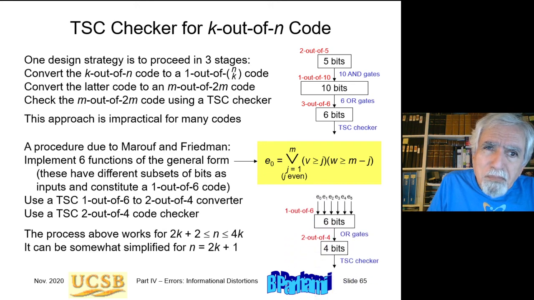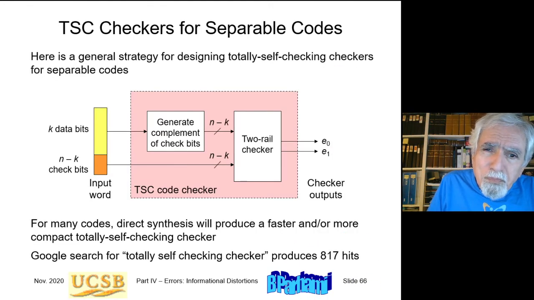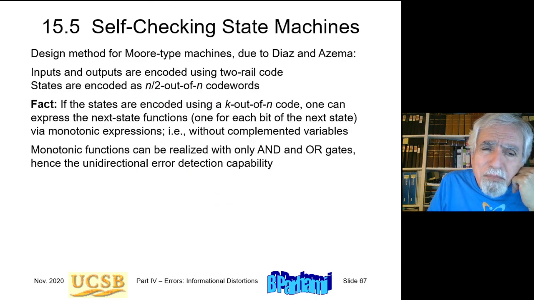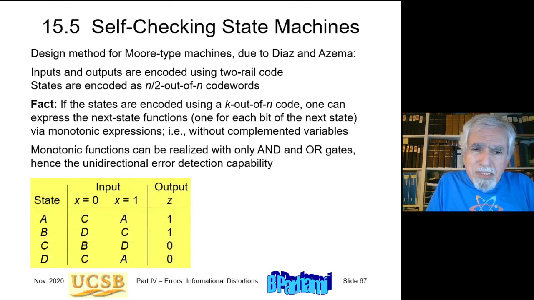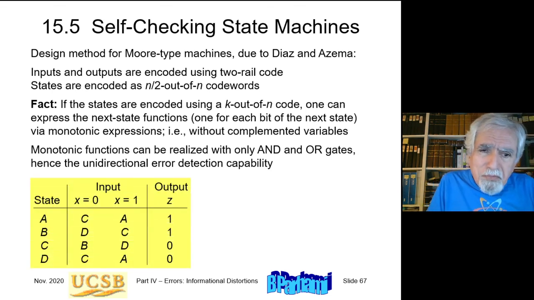Okay. Let me skip this slide. We can also do self-checking sequential circuit design, state machines. So this is a state machine with 4 states and 1 input, and these are the next states depending on the input and the current state, and this is the output.